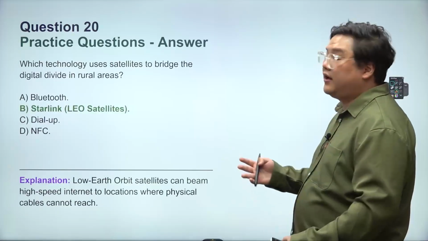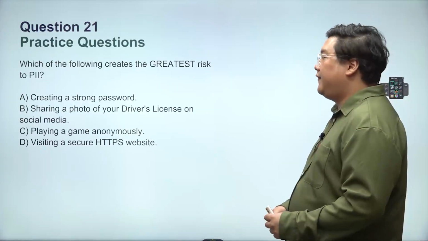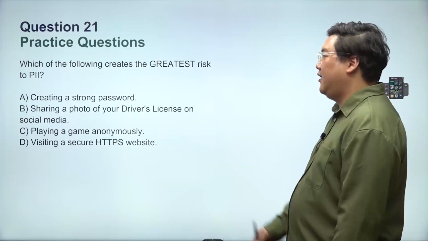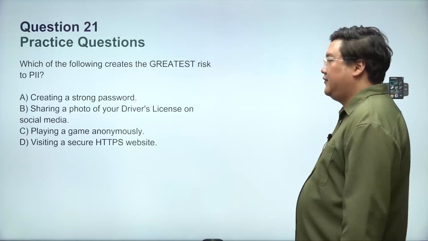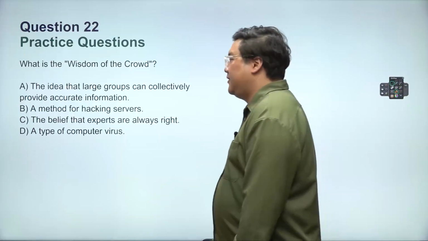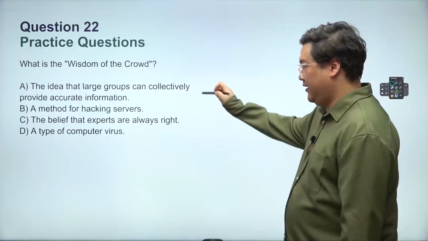Which technology uses satellites to bridge the digital divide in rural areas? So Starlink was one of the examples that we saw, right? All right, which of the following creates the greatest risk to PII? Obviously, it's so obvious, right? Sharing your driver's license photo. And what is the wisdom of the crowd? The idea that large groups can collectively provide accurate information.